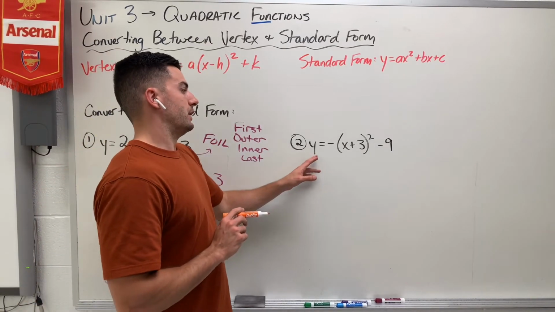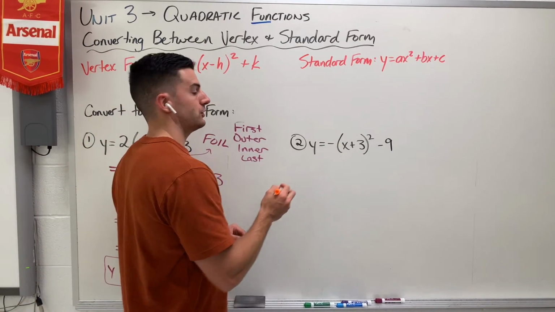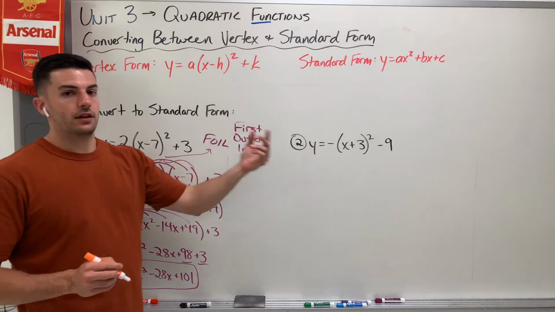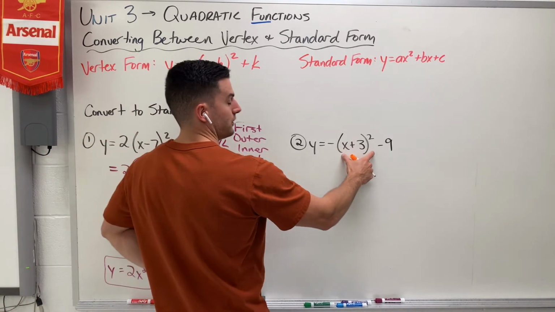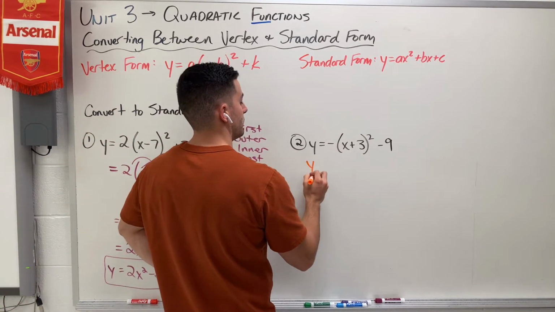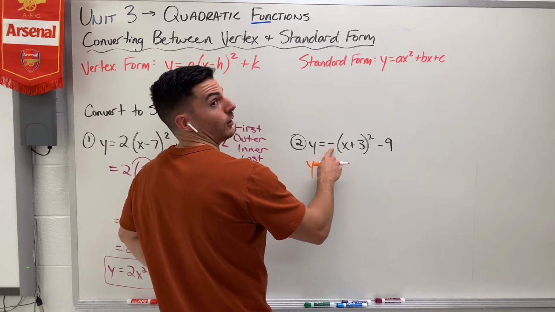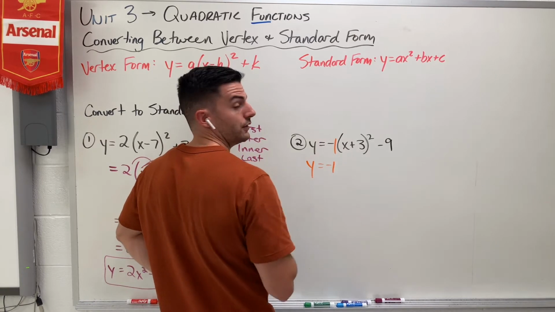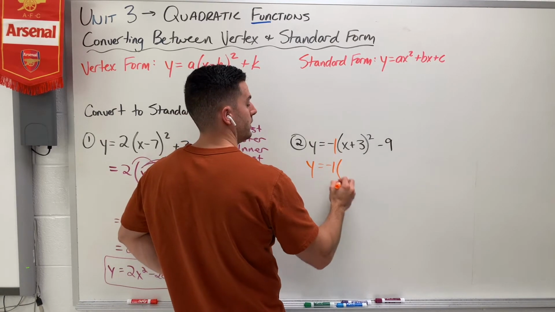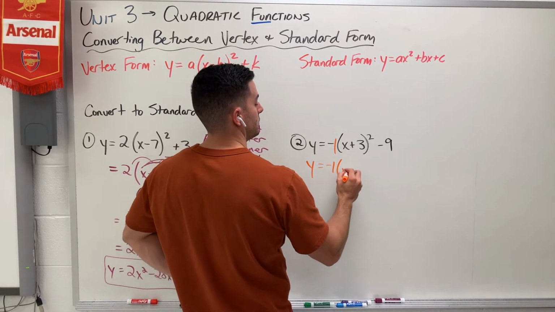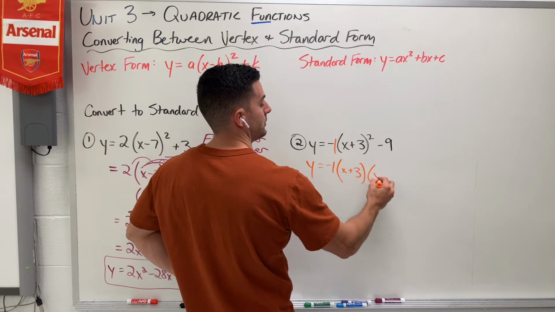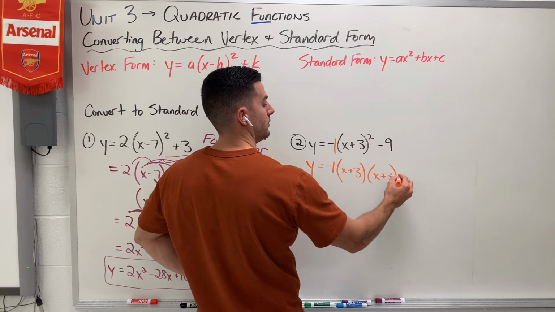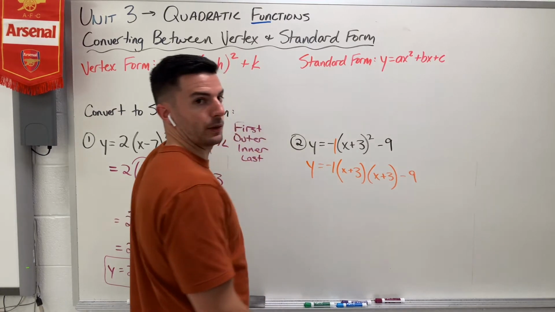So for the second one, again, same thing. My first step is going to be to expand that squared binomial, the squared group in here, okay? So I'll get y equals negative. And again, it's helpful here. It's just a negative, but I would think of that as a -1. It's not going to write the 1, but that's really what's there. So really that's saying x plus 3 times itself. So x plus 3 times x plus 3 minus 9, okay?